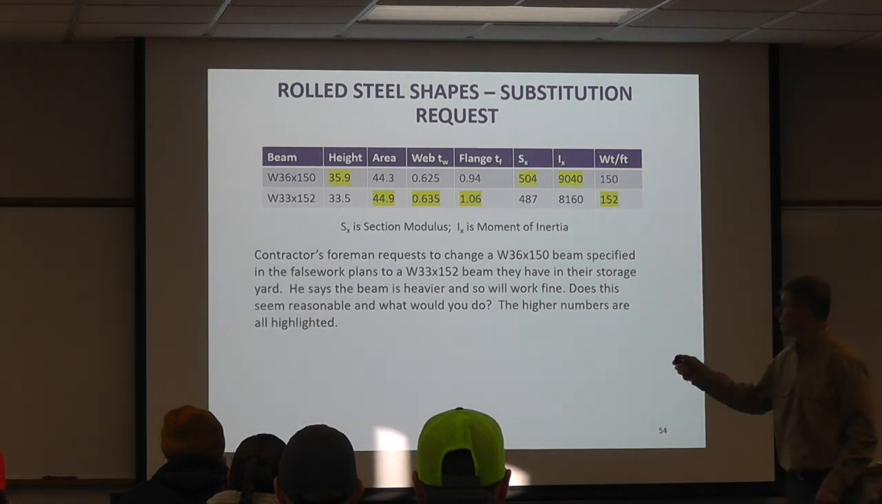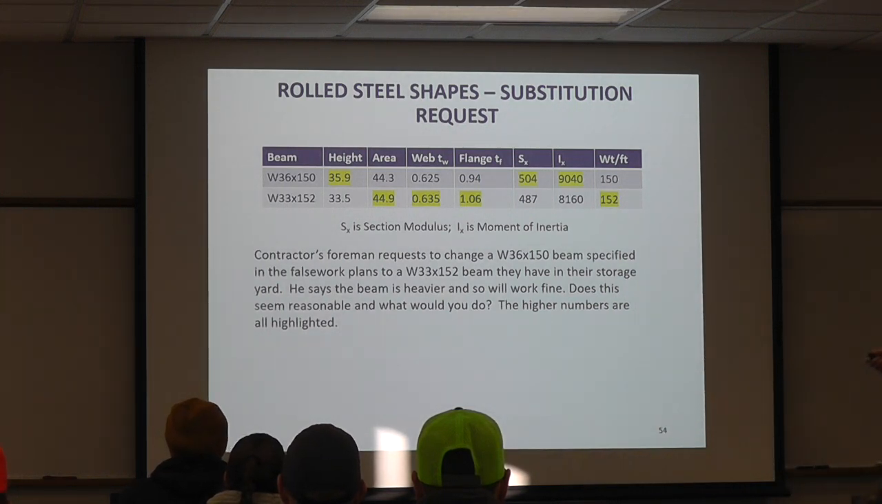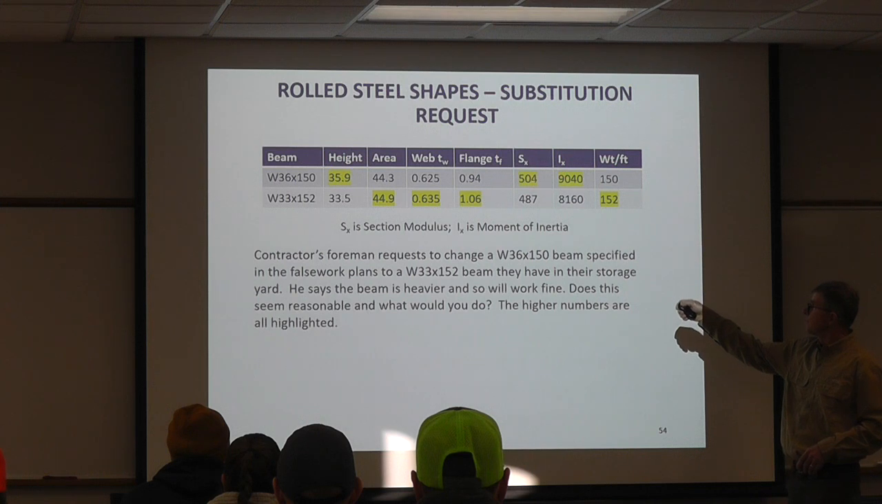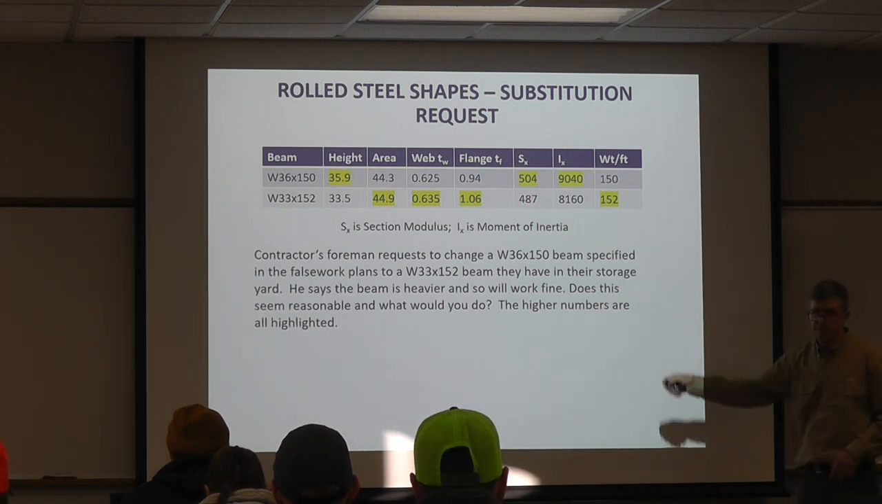Anybody familiar with structural properties? The modulus and moment of inertia can cause problems. Moment of inertia could cause problems. That is a big factor in deflection. This S sub X is a big factor in our bending stress. And so even though our weight is more, that particular beam, the 33 by 152, it's going to have more deflection because this number is less, and it's going to have a little bit higher stress because this S sub x is a little bit less.